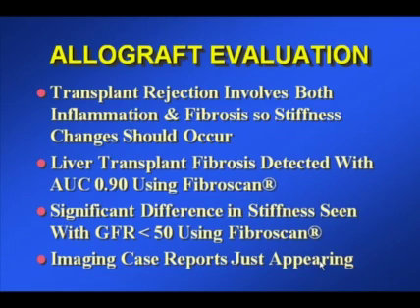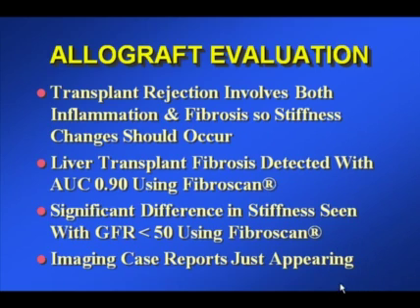Several types of allografts, including kidney and pancreatic transplants, have been assessed in early work using stiffness imaging. Transplant rejection involves both inflammation and fibrosis, so it's expected that the transplant undergoing rejection would increase in stiffness. Liver transplant fibrosis has been known to be detectable using the Fibroscan, so it's expected that using the Fibroscan, one could detect a change in stiffness of, for instance, a superficial organ such as a renal transplant.